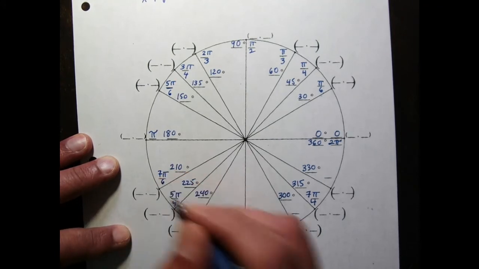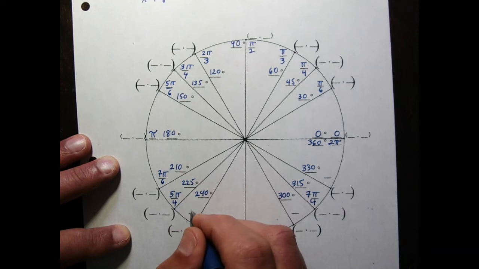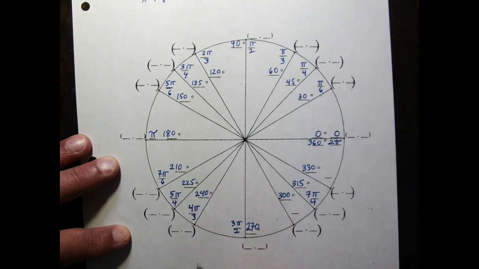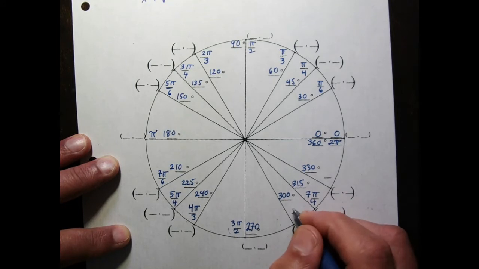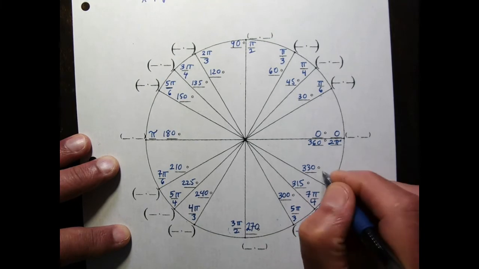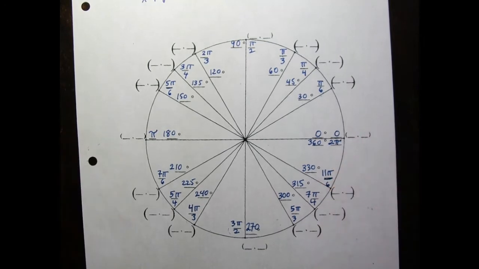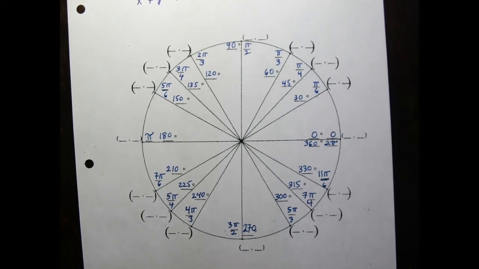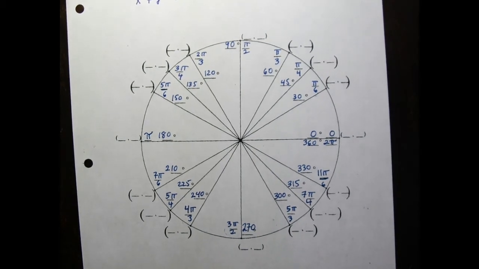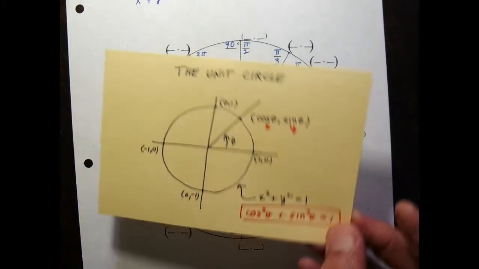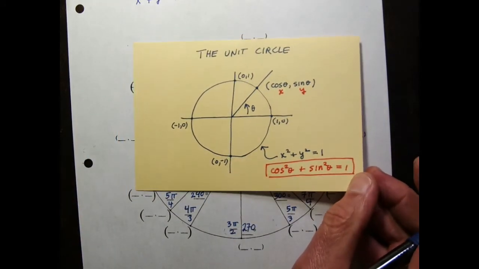7 pi over 6. 8 pi over 6 is 240, but 8 pi over 6 reduces to 4 pi over 3. 9 pi over 6 is just 3 pi over 2. 10 pi over 6 reduces to 5 pi over 3. 11 pi over 6 I write down. And 12 pi over 6 is full circle. So there we got our radian measure filled in.